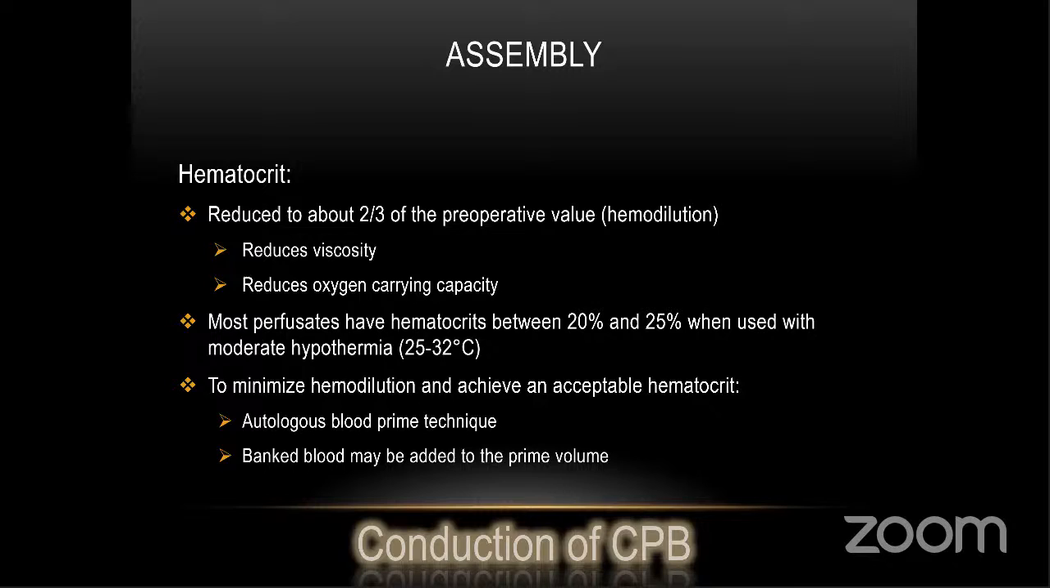And to minimize hemodilution and achieve an acceptable hematocrit, there are many strategies used. Either an autologous blood prime technique, or banked blood may be added to the prime volume, especially in smaller patients or in the presence of perioperative anemia.